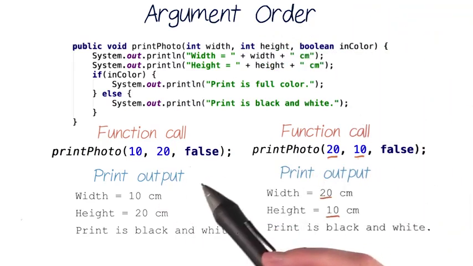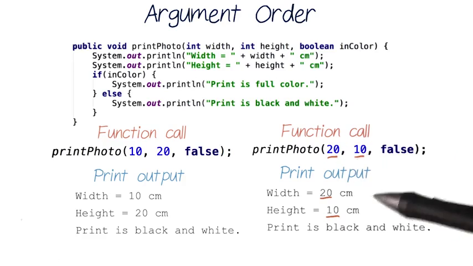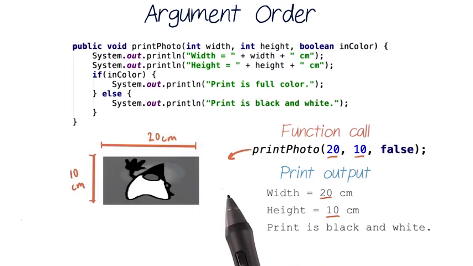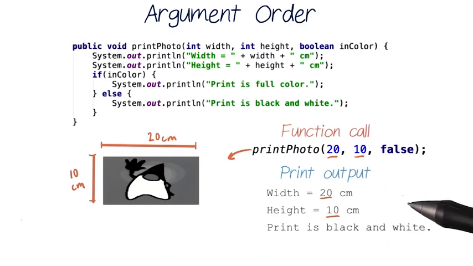So compared to our first function call, because we've switched the order of our first two arguments, our width and height have also swapped. And with this print description, our print will end up looking like this, all stretched in the wrong direction. So the order of arguments in a function call when you have multiple parameters is really important.